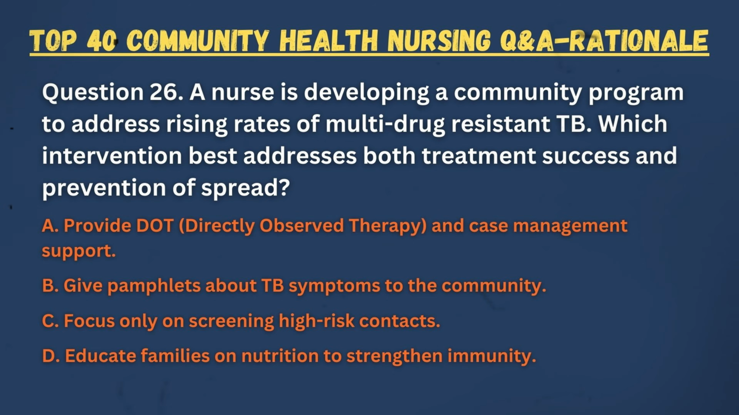Question 26. A nurse is developing a community program to address rising rates of multi-drug resistant TB. Which intervention best addresses both treatment success and prevention of spread? A. Provide DOT, directly observed therapy, and case management support. B. Give pamphlets about TB symptoms to the community. C. Focus only on screening high-risk contacts. D. Educate families on nutrition to strengthen immunity.